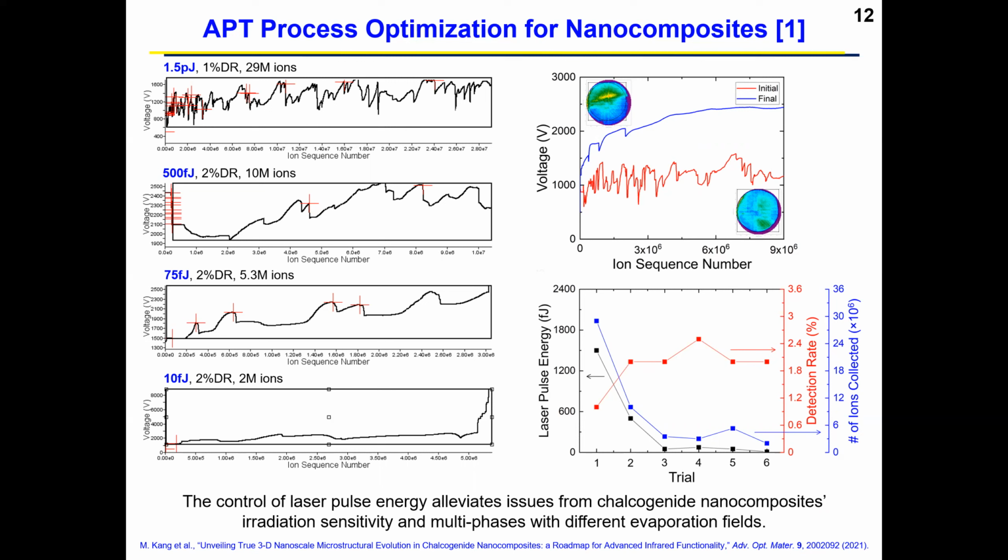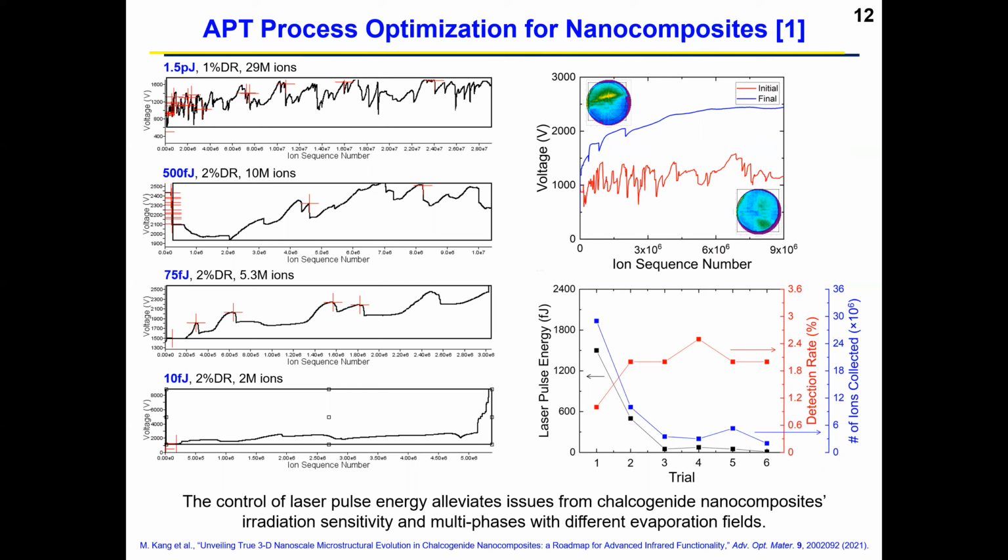These things are reflected as multiple bursts in the voltage history on the top left plot. We know that laser pulse energy is basically a key quantity which dictates the speed of evaporation. So what we've done is gradually lower the laser pulse energy to alleviate the issue coming from different evaporation fields of multiple phases. The voltage profiles from top to bottom show we started from a very undesirable situation where you get tons of bursts, to a final point where we got rid of most of the bursts.